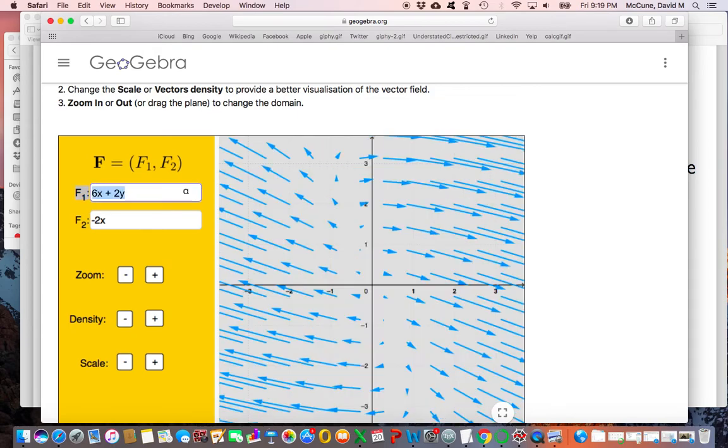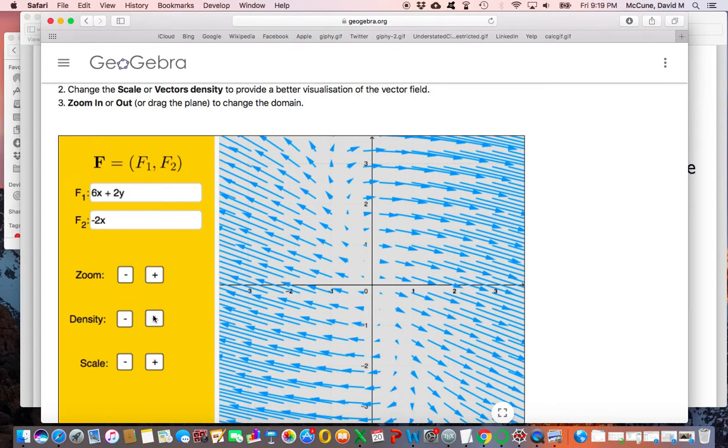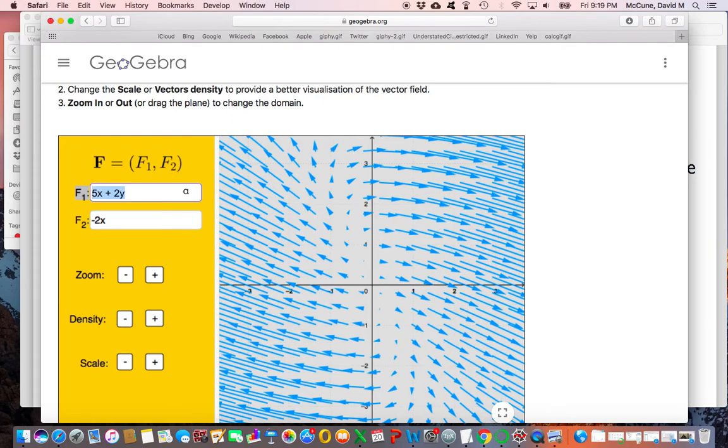Let me choose a 6. Okay, with a 6, make it a little more dense. Again, you're seeing node-ish behavior. There's no spiraling here, right? There's some sort of eigenvector line here, which is throwing things off of it. And then what if I put like a 5 there, whatever. Again, same kind of picture.